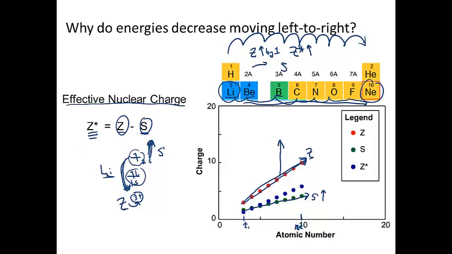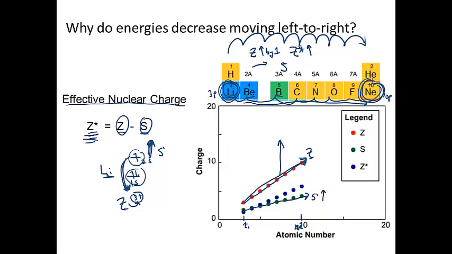So as you go left to right in the periodic table, Z star increases. And what that means is that the charge that an electron experiences for neon is greater than the charge that an electron experiences for lithium, because neon has 10 protons in the nucleus and less than 10 protons worth of electron-electron repulsions. Lithium has 3 protons in the nucleus, and it has also less than 3 charges worth of electron repulsions. And so as you go across, the added protons in the nucleus outweigh the shielding, and so effective nuclear charge goes up.